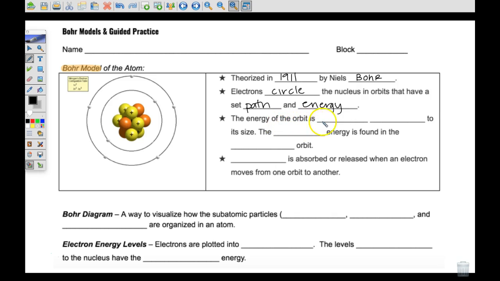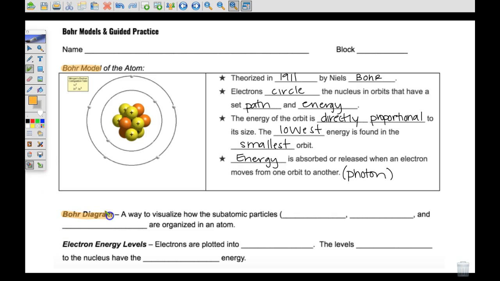He also theorized that the energy of the orbit is directly proportional to its size. So for example, the lowest amount of energy is found in the smallest orbit. He also theorized that energy can be absorbed or released when an electron moves from one orbit to another. And this energy is actually a photon, which is a light particle, and how far the electron travels determines the color it becomes.